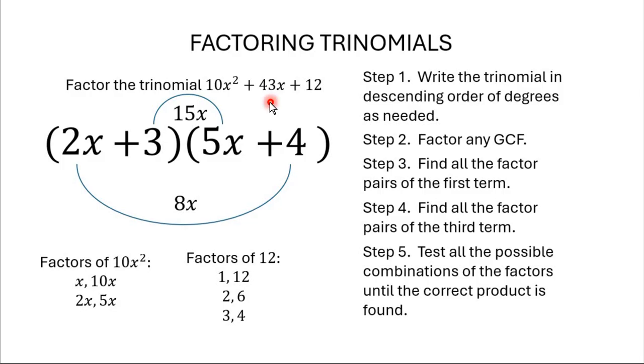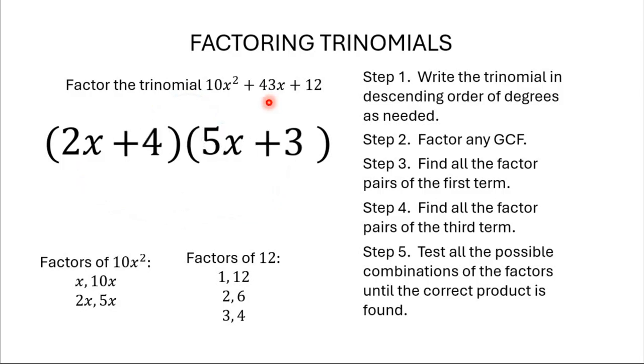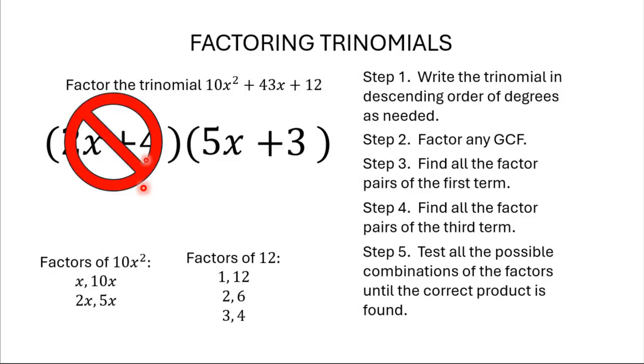So I can switch them around maybe. Let's switch the 4 and the 3. And let's see if this works. But hold on. The GCF of each binomial needs to be 1, and this binomial has a GCF of 2. Therefore, I don't even have to try that orientation. That combination will not produce anything. So what I found is the 2x and the 5x don't work with 1 and 12. They don't work with 2 or 6. And they don't work with 3 or 4. So 2x and 5x is out the window.